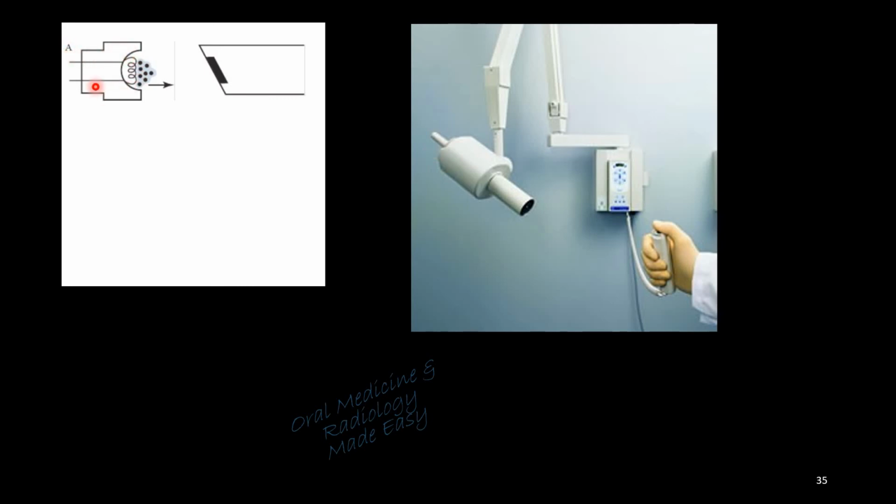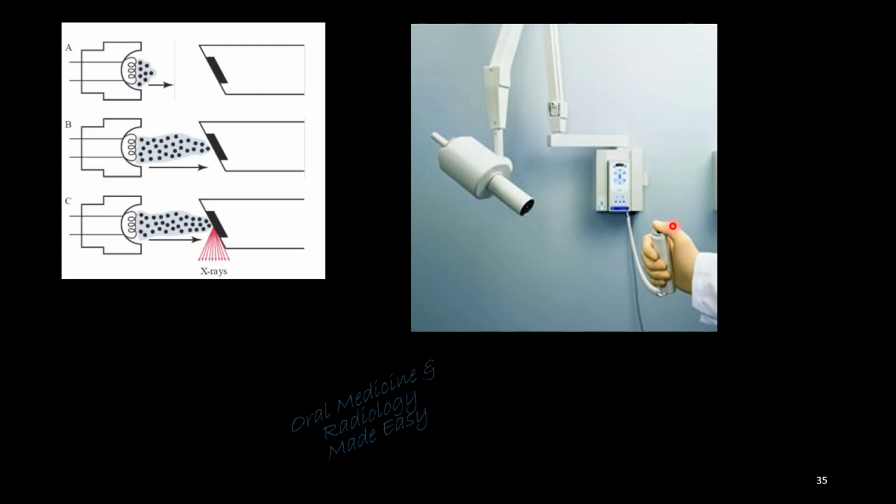Using this current, the filament is heated and it releases electrons by thermionic emission. These electrons stay in the electron cloud until the high voltage circuit is activated. So these electrons remain in the cathode region, forming an electron cloud, and remain at that place till the high voltage circuit is activated. When the exposure button is pressed, the high voltage circuit is activated.